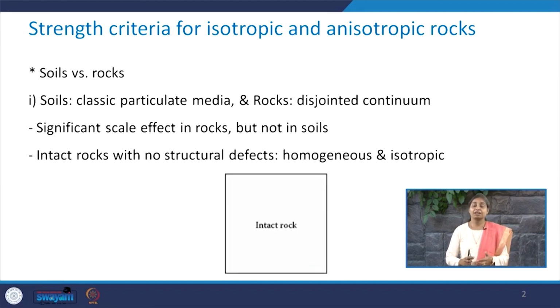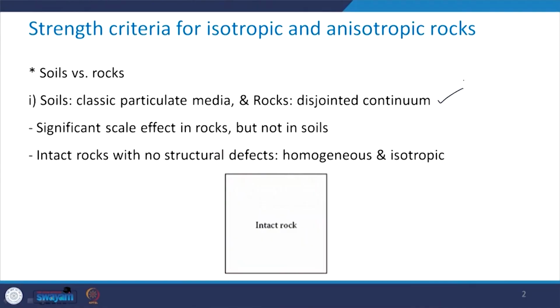You have seen that we have intact rocks as well as the joints in a rock mass. So basically these are modeled as a disjointed continuum. There is a significant scale effect in rocks, but it is not there in soils. I have explained to you that when you increase or reduce the size of the specimen of the rock, how the strength is going to be influenced by that. In case of soils, we do not have any such phenomenon.